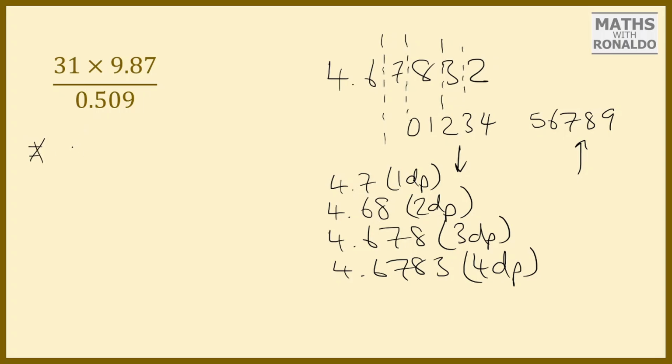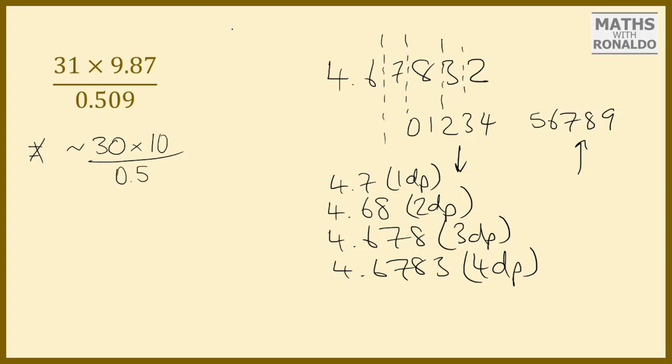Now if we come back to this question here, well, we can't use this equals sign. We can use this sign, which is a weak approximation. It is quite a weak approximation that we're about to do. 31, well, we can round that down to 30 to make life easier. 9.87, well, we can round that to 10 to make life easier. And 0.509, well, we could round to 1, but we lose too much accuracy. So if we round to one significant figure, so to 0.5, then that would be fine.